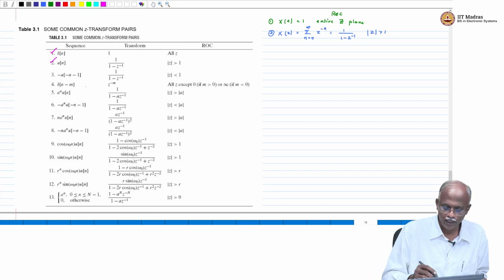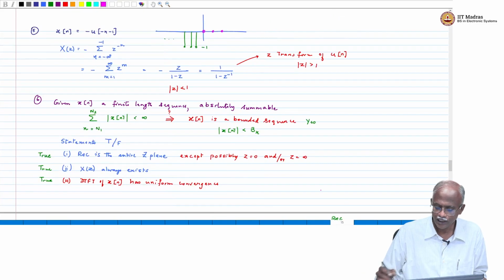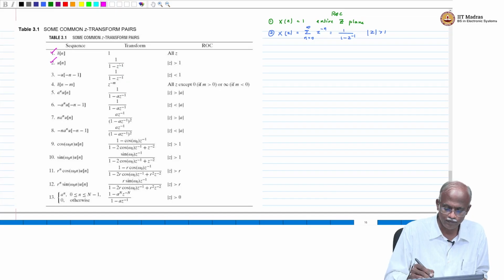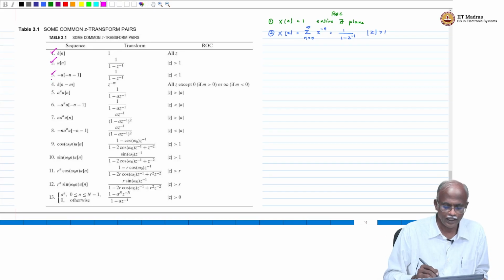If you go back and look at the previous chart, we also looked at minus u of minus n minus 1, and we showed that u of n and minus u of minus n minus 1 have the same z transform, only that the ROCs are different. So therefore, we can put a tick mark on this as well.